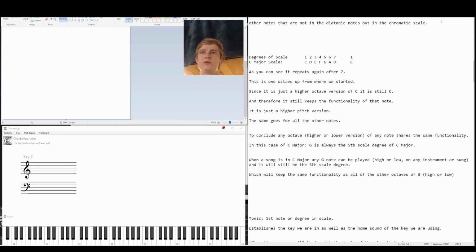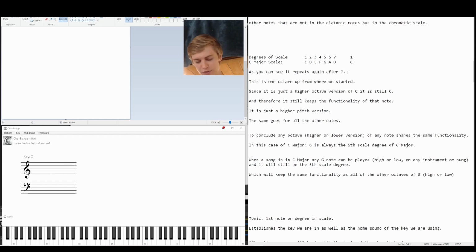So let's understand what degrees of a scale mean. We're looking at the C major scale, and we're going to call the first degree C, because that's the first note in the scale. The second note in the scale is D, so that's going to be the second degree. Furthermore, each next note in the scale is the next degree, leading us back to the 1 again on C, because we only have these 7 notes. So we only have these 7 degrees. So as you can see, it repeats again after 7.